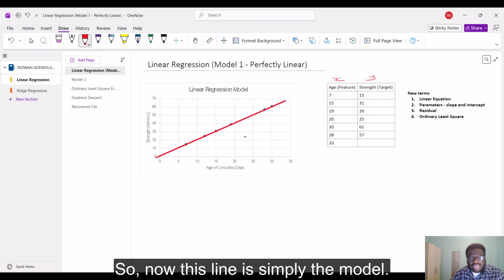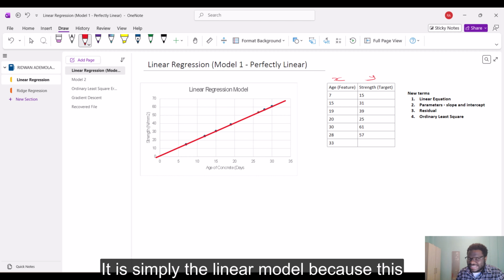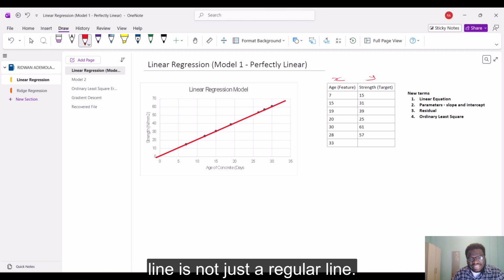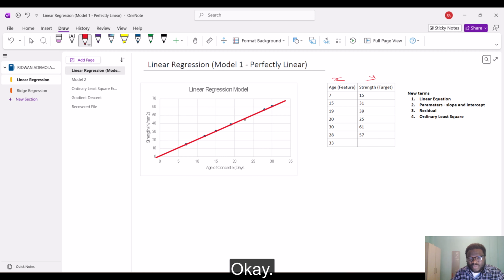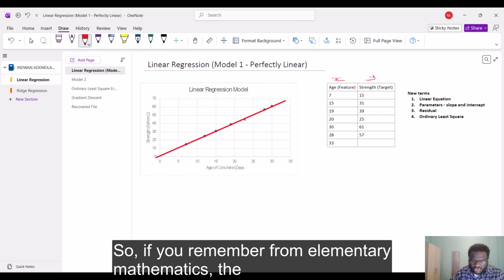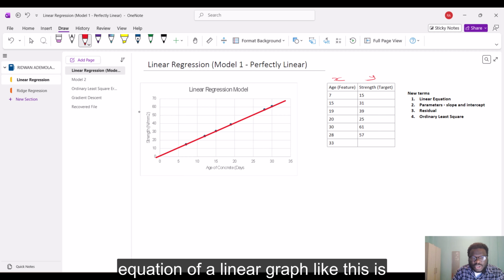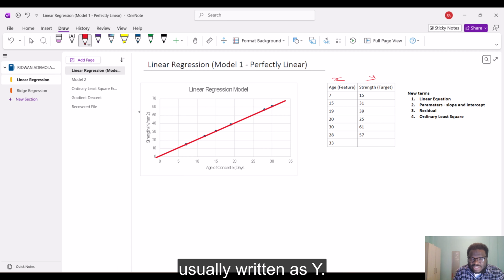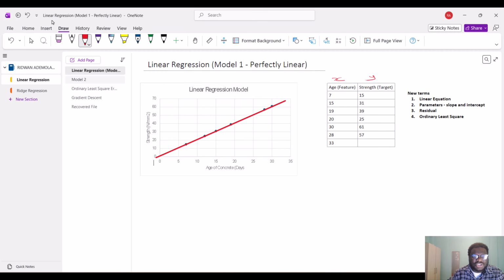Now this line is simply the model. It is simply the linear model, because this line is not just a regular line. It is a line that has some things we call parameters. If you remember from elementary mathematics, the equation of a linear graph like this is usually written as y. Okay, now I need to change the ink.